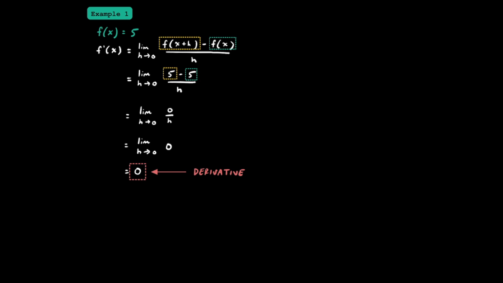0 represents our derivative. While our original function f of x was equal to 5, we found that the derivative of this function is equal to 0. 0 represents the slope of any tangent line to f of x.